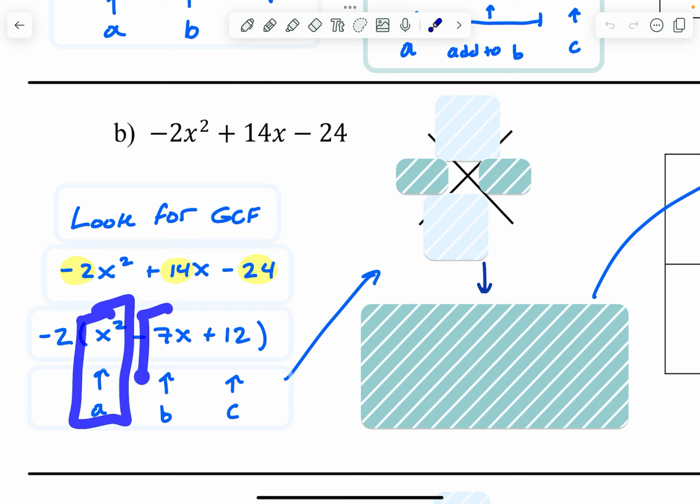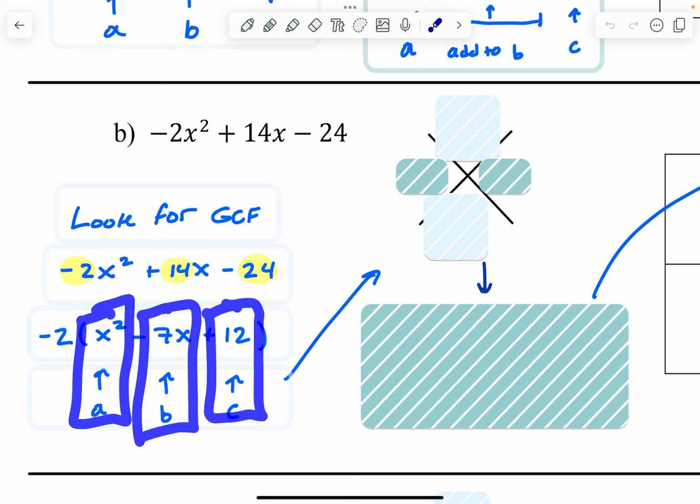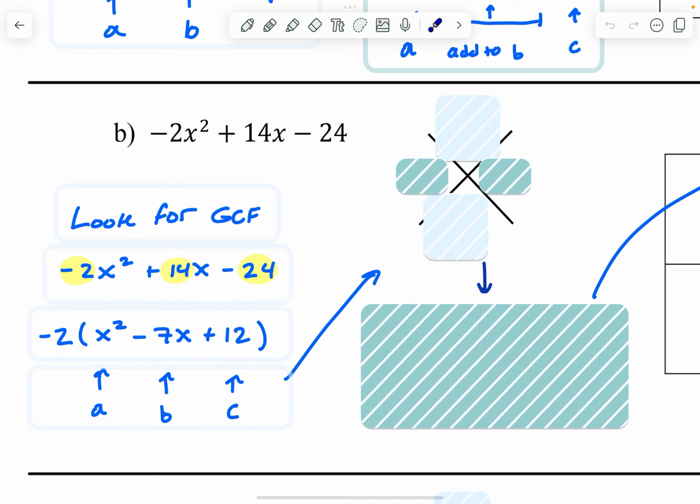I have my A, my B, and my C values. That negative 2 just hangs out in front, and it's going to continue to hang out in front. Now we move on to filling out the x. Top number, A times C. A in this case was 1. It's a 1x squared, so A is 1. C was 12. 1 times 12 is 12. Bottom number is B. B was negative 7. We had negative 7x. B is negative 7.